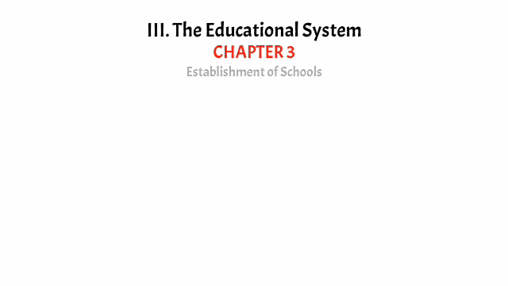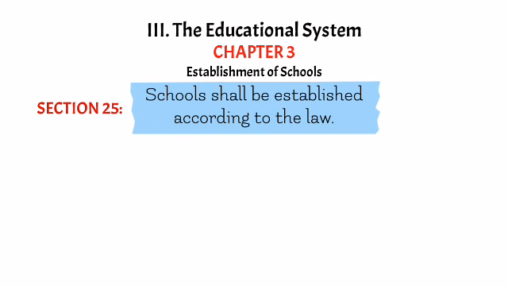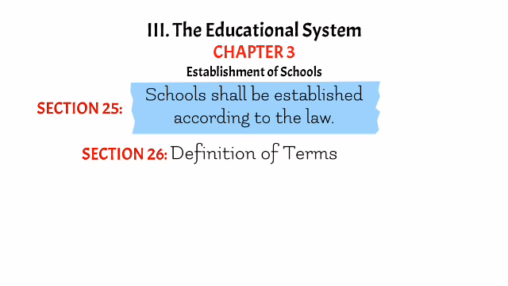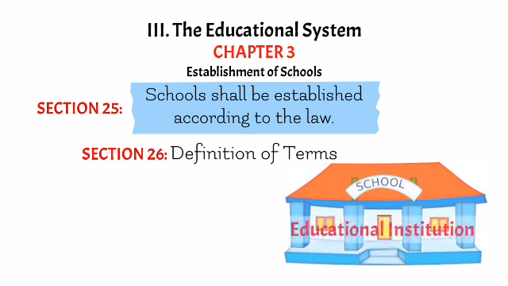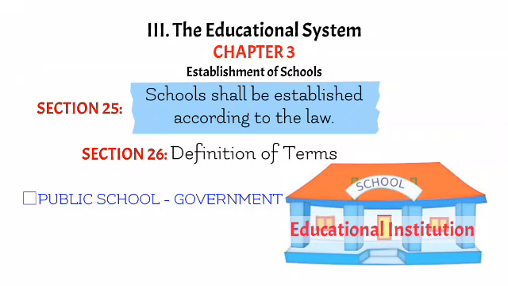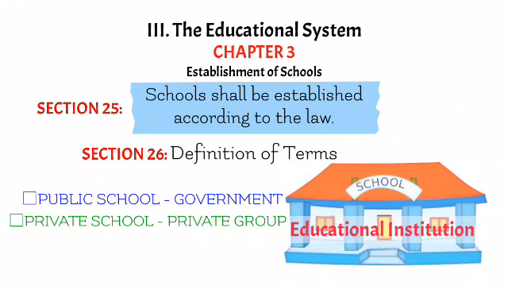Chapter 3, Establishment of Schools. Schools shall be established according to the law. Government assistance to such schools for educational program shall be used exclusively for that purpose. So we have the definition of terms. A school is the educational institution. The public school is administered by the government, and the private school is administered by private groups.